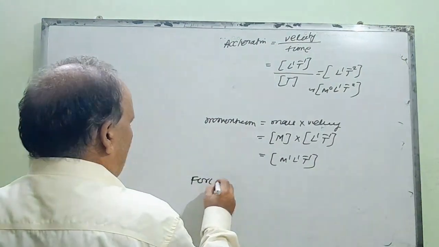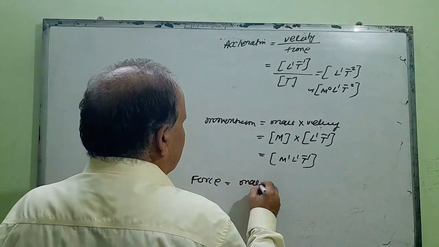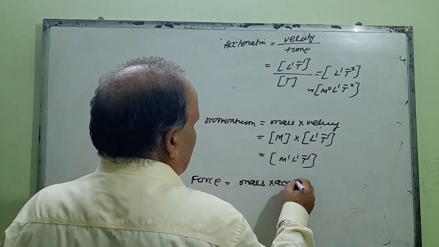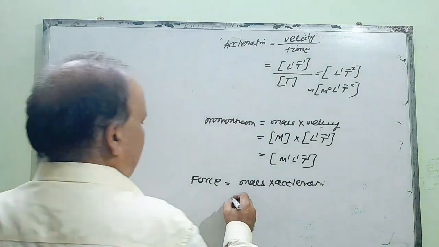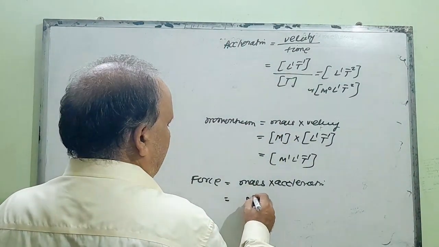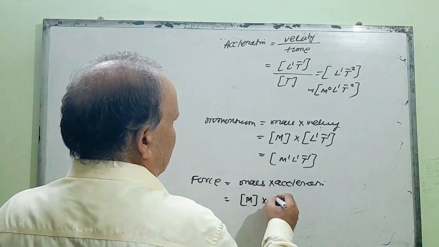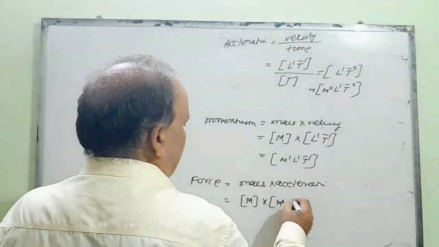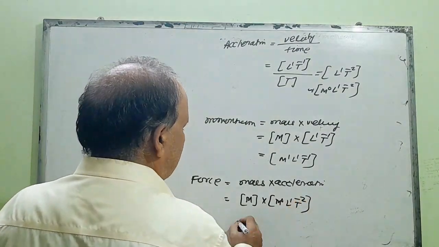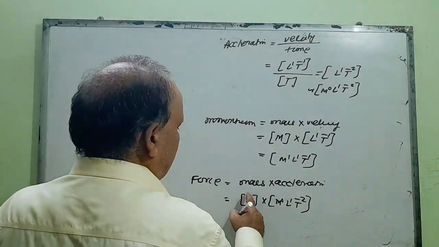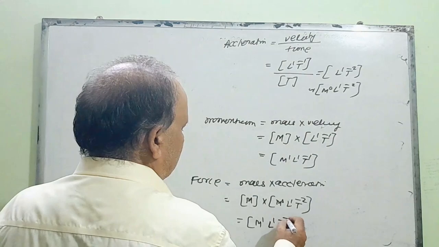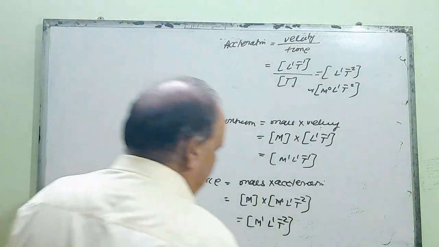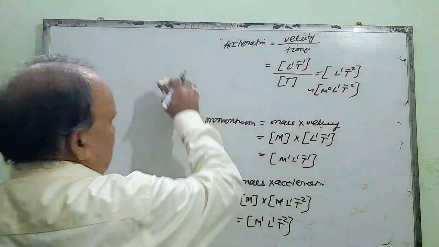Next come to force. Force is mass into acceleration. You have to remember: first you remember the formula, then you can determine the dimension. Mass is M, and acceleration is M0 L1 T to the power minus 2. That is M1, since M to the power 0 times M to the power 1 is M to the power 1, L1 T to the power minus 2. This is the dimensional formula of force.